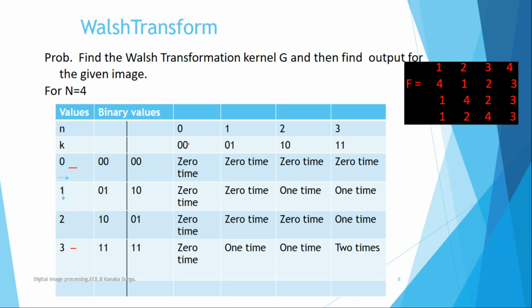Next, the third step: we observe the number of overlaps of 1s between n and the reverse order of the k value. In this, no 1s are there, so no overlaps, 0 times. Since 1 is not there in 00, no overlaps occur, so the count is 0 times. Here also 0 times and 0 times. Next, go for 10. In this, the first bit is 1, but no 1 is there in the other, so 0 times overlap.